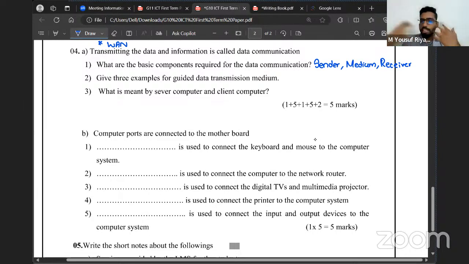So teacher is the sender, students are the receivers, right? If you take this communication, they are communicating through what? How are you able to see me? And how am I able to connect with you? Using what? Using Zoom. Right? Zoom is an application. So Zoom is a medium here.